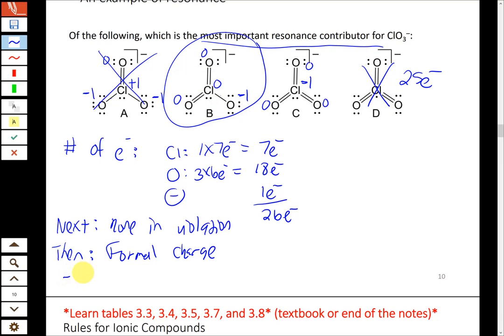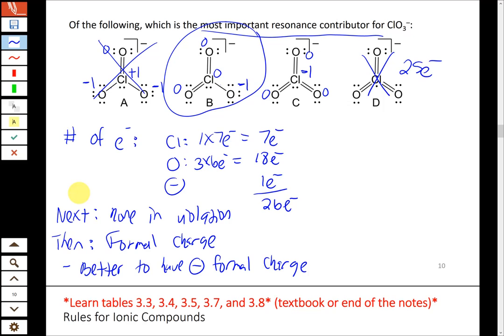So when you're evaluating resonance structures, if you have a choice, it's better to have the negative formal charge on the more electronegative atom. So if you're trying to decide where to put the formal charge, in this case we have to have one somewhere because there's a negatively charged ion, put the negative formal charge on the more electronegative atom. And that usually is always going to mean the outer atom.